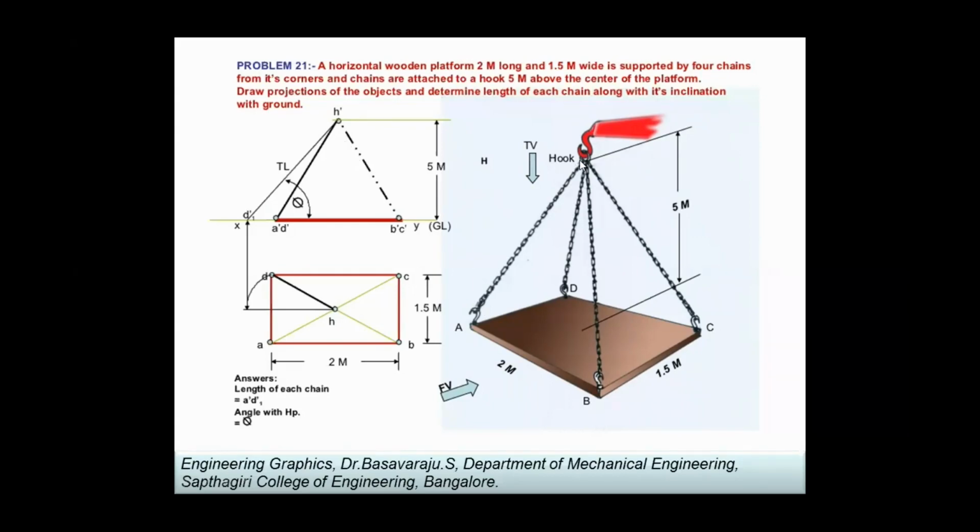So what I'm doing, I'm imagining that this inclined line is parallel to me. So I'll rotate this line, which is inclined to VP. See, this line is inclined to VP.